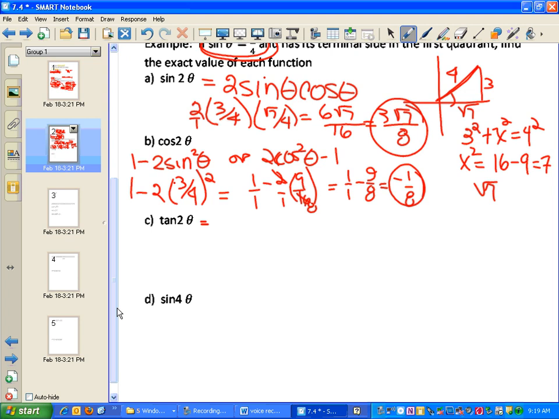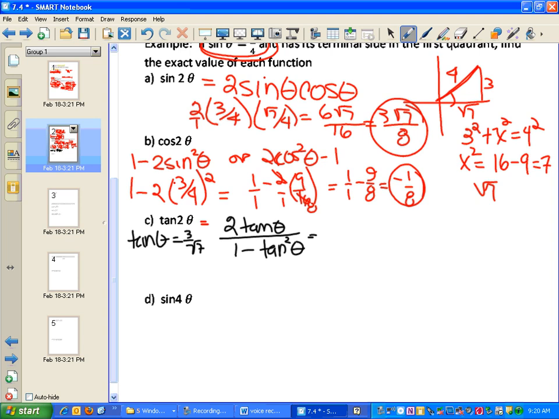All right, so the tangent of 2 theta is what? 2 tangent theta over 1 minus tan squared theta. Okay, so we have not figured out the tangent of theta, have we? In this triangle? What is the tangent of theta? 3 over √7. And you know what? Let's just leave it like that for right now. Okay, don't worry about rationalizing it. Okay, let's just insert it in the appropriate spot.